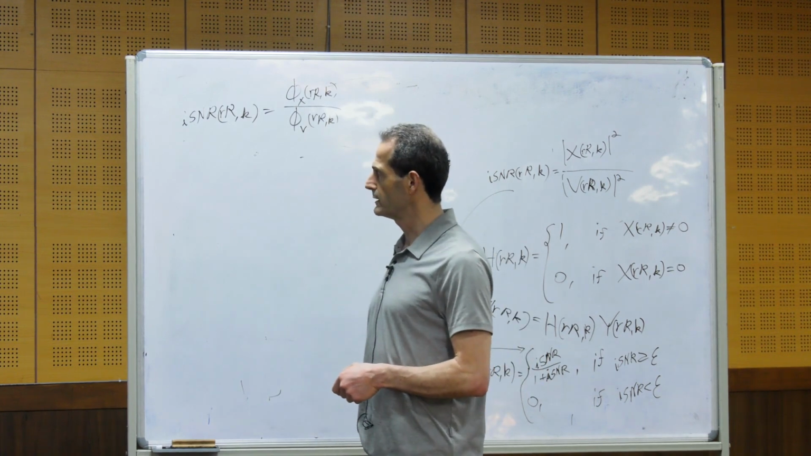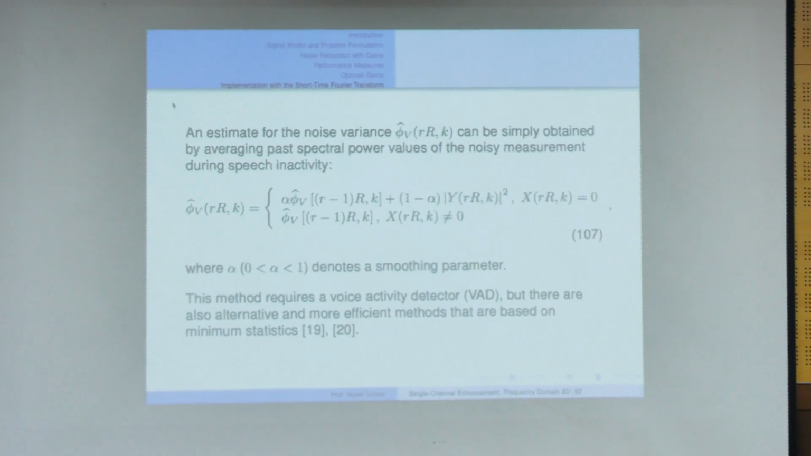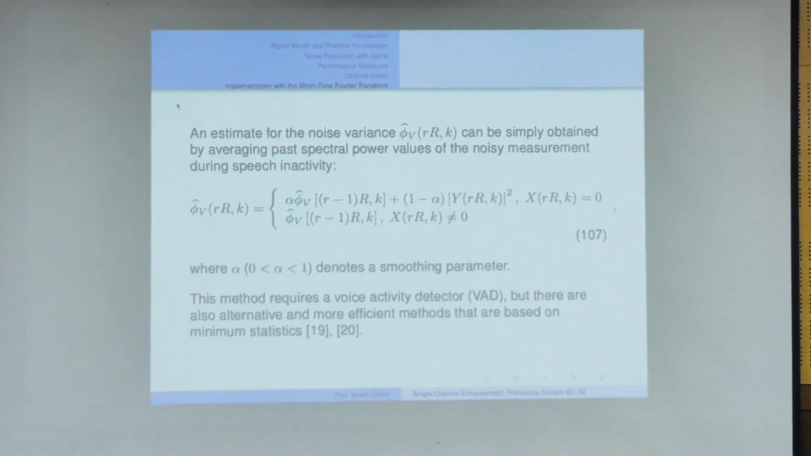Okay, so if the noise is stationary or changing slowly, not too fast, then this is a good way, recursive averaging during inactivity of the speech. It's a nice way to estimate the variance of the noise, the denominator. The main problem with speech is to estimate the numerator, the variance of the desired signal, because it changes very quickly. Okay, so how do we do that?